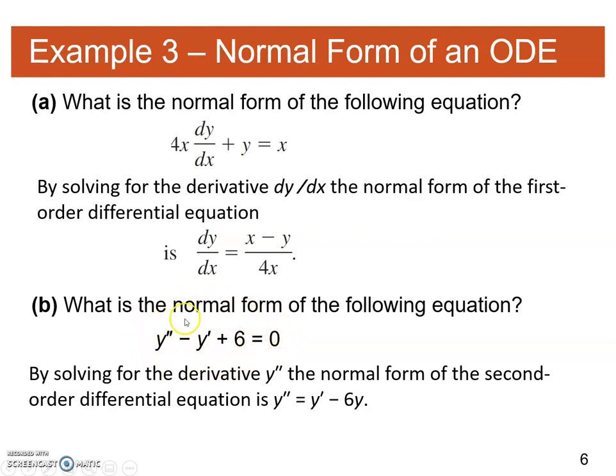Okay. So in order to completely classify an ordinary or partial differential equation, we have to consider three things. One is whether the equation is an ordinary differential equation or a partial differential equation. Second is the order of the equation: first order, second order, third order, or higher order. And the third thing is the linearity, but that we will be discussing in the next example.